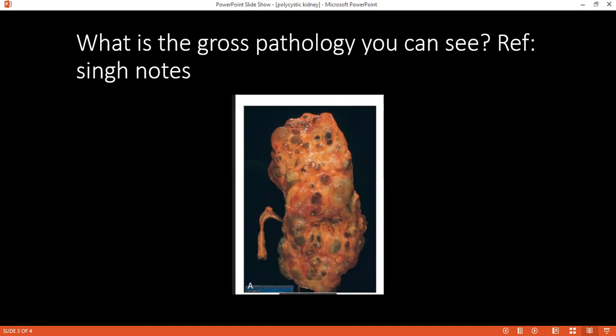Very good. Can you name a few other organs which also have cyst formation in them? In the abdomen, there will be the liver, the spleen, the ovaries, and the pancreas can also have cysts. Very good. Okay. Can you name a few complications which can result because of this condition?